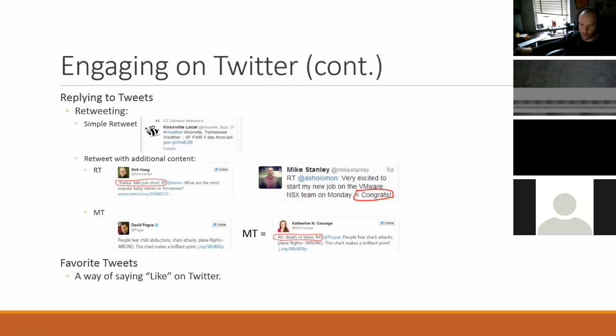There's no right or wrong way to do it. If you prefer to put your addition at the end, then by all means do that. There may be situations where it makes more sense to put your addition at the end. Whatever. Don't worry about the details. Just make sure you're getting that RT in there, and that you're adding information and just engaging with people. It's just a good practice, whether you want to put it at the end or put your additional content at the beginning.